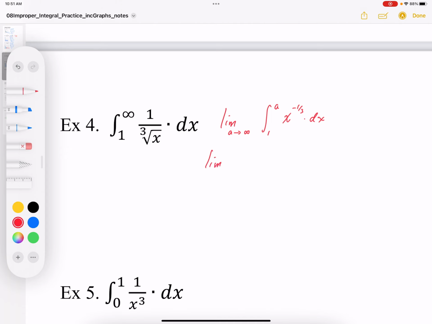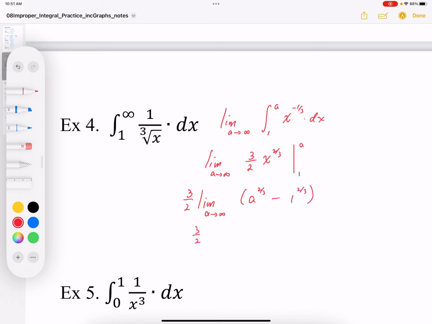Now, the antiderivative is exactly the same as in the previous example. So I'm going to have the limit as a approaches infinity. My antiderivative is exactly the same, so I'm going to end up with dividing by 2/3, which is 3 over 2, and then my exponent is 2/3, and my bounds are going to be from 1 to a this time. I'm going to plug in my bounds to evaluate this limit. I'm going to bring the 3 over 2 on the outside. I end up with a to the 2/3 minus 1 to the 2/3.